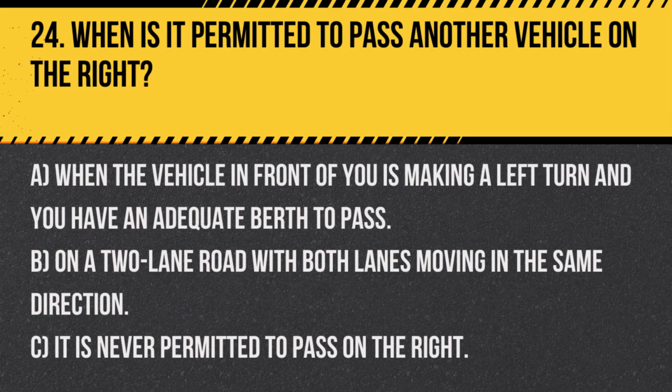Question 24. When is it permitted to pass another vehicle on the right? A. When the vehicle in front of you is making a left turn and you have an adequate berth to pass. B. On a two-lane road with both lanes moving in the same direction. C. It is never permitted to pass on the right.